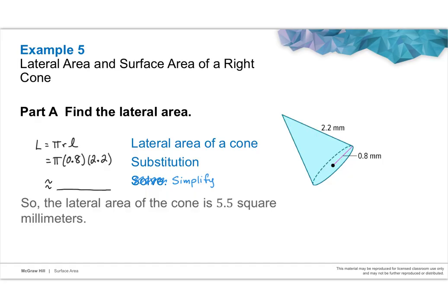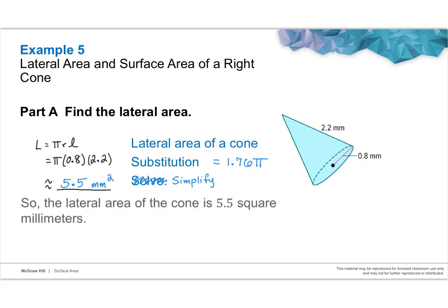If we substitute that in and keep pi in our answer, that 0.8 times 2.2 is going to be exactly equal to 1.76 pi. And the approximation, when I put it into my calculator times my pi key, is going to be 5.5. And so the lateral area of the cone is going to be 5.5 millimeters squared in this case. Get in the habit of writing that correct type of unit there.